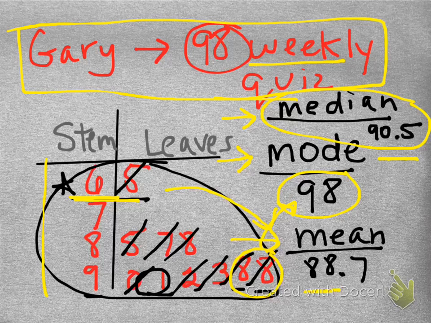So going back to answering the question, was this appropriate? Gary says that his scores are usually a 98. It would be no, because on average, for the most part, he's scoring in the 90s. So 90.5, low 90s.